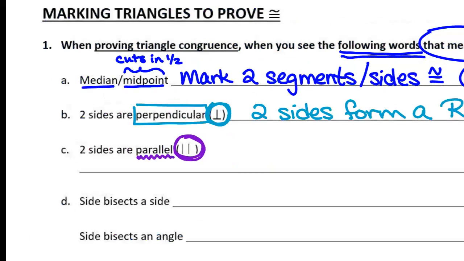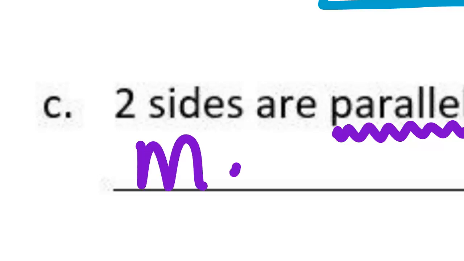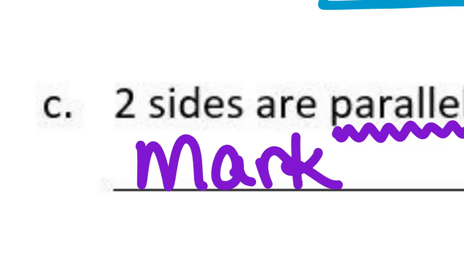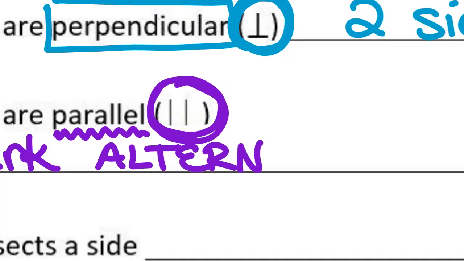Do you guys remember when we talked about parallel lines and transversals? And all the different special angle pairs we had, like alternate exterior angles and consecutive same side angles. Do you guys remember doing that? We're going to be looking for parallel lines as we are marking up these triangles. And when we see parallel lines, we are going to mark our alternate interior angles as congruent.